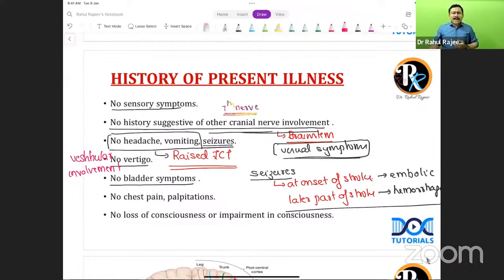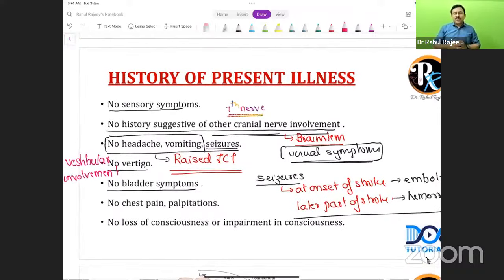Another importance of bladder symptoms is that patients with stroke may get urinary tract infections, correct? Stroke patients, bedridden patients, have a chance of urinary tract infections. So that also is important when you ask the history about bladder symptoms.